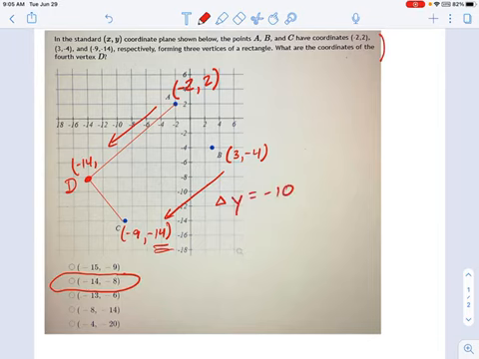So now we go from this value and change it by -10. So you go down by 10, that means 2 goes to -8. So D must have a y coordinate of -8. And that's correct. We see that in our answer right here.